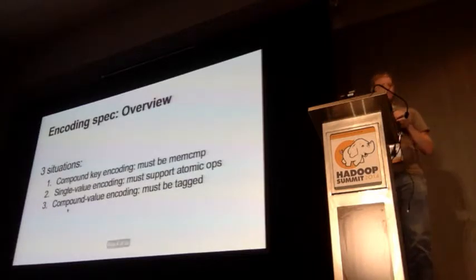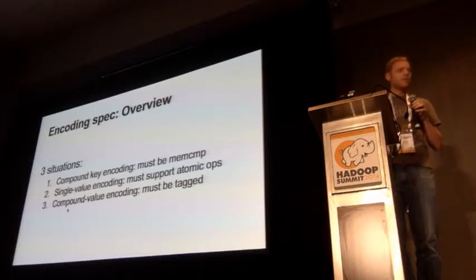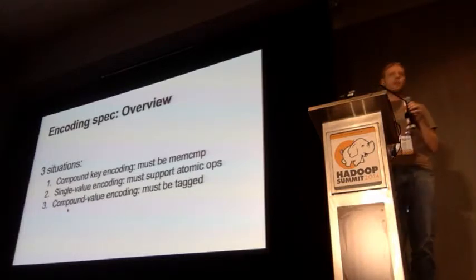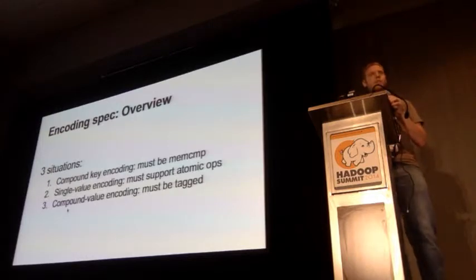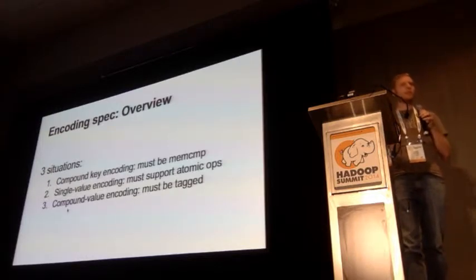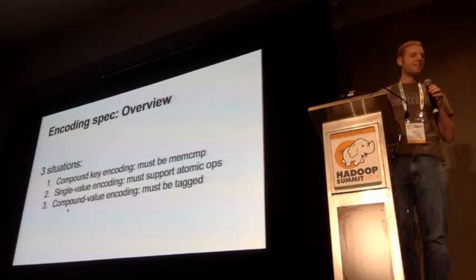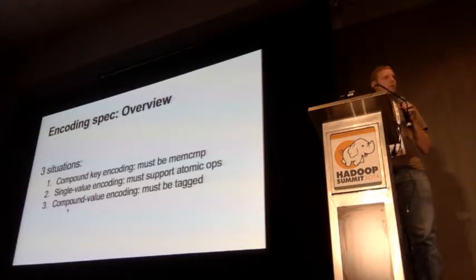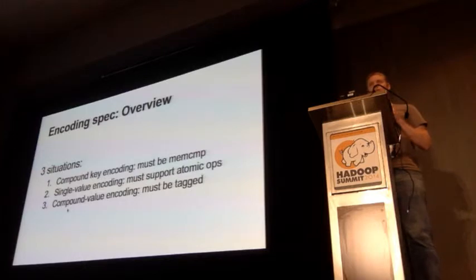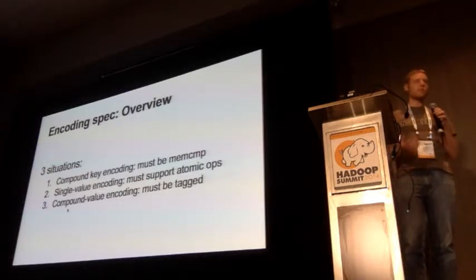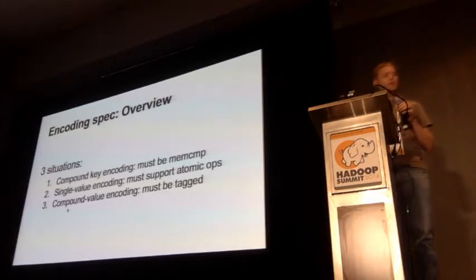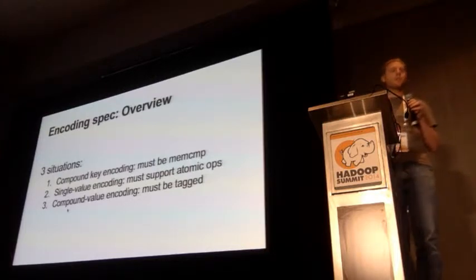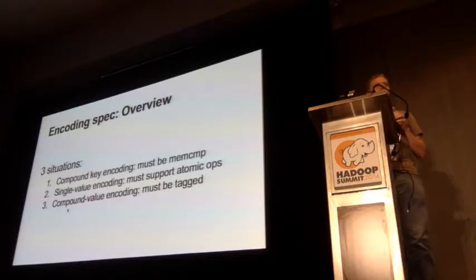So we have three situations that we have to worry about for this encoding. The first is, how are we going to produce compound keys? And I mentioned mem-comparable encodings earlier. What we want to do is have this mem-comparable encoding for different types that we can stack up inside a compound key, because that's a really, really common use case. The second is a single value encoding. Now, this is where you're storing a particular value in a column family, column qualifier, and we want certain operations to be available. So, for instance, we want that to support atomic operations, atomic increment, atomic append, whatever HBase chooses to support. And the third situation is where we have a compound value. So we're actually taking a list or a map and storing that in a single column family and column qualifier, or a sum record or something like that.